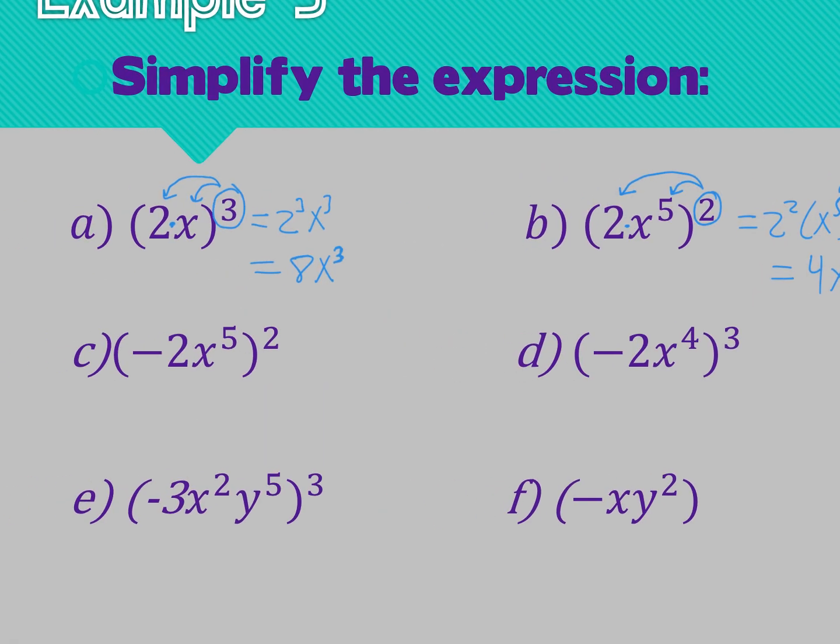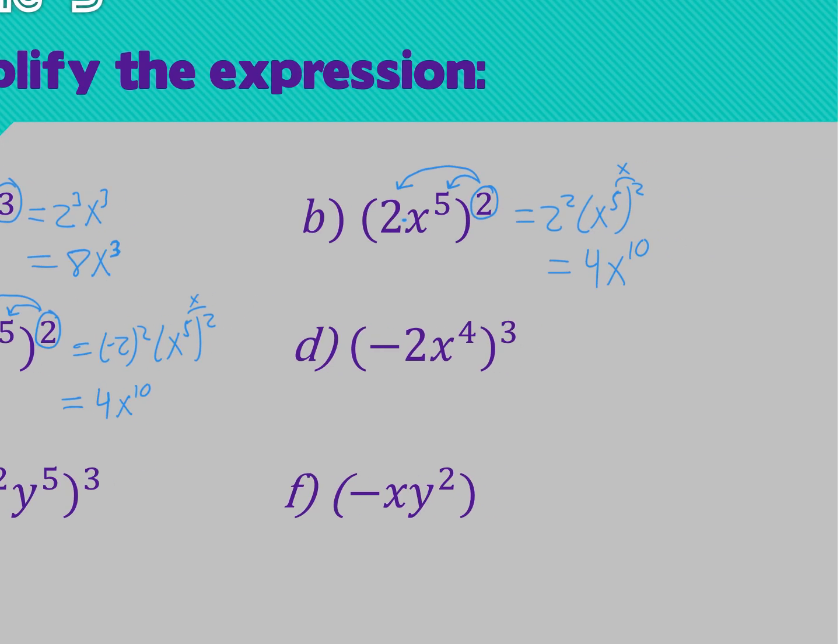All right. Next example is going to be something similar. I have a negative coefficient this time, but I can treat that as one single factor. So this is going to be negative 2 times x to the 5th. Once again, I can take that exponent, distribute it to each of my factors. So this is going to be negative 2 squared and x to the 5th squared. Negative 2 squared is just negative 2 times negative 2, so positive 4, and x to the 5th squared is still just a power to a power. So 4x to the 10th, same exact thing as example B.